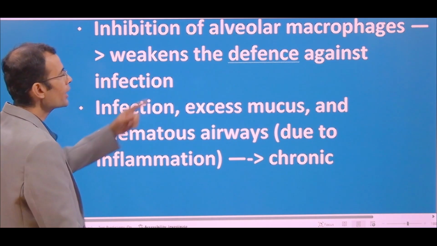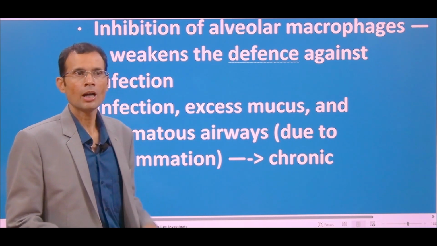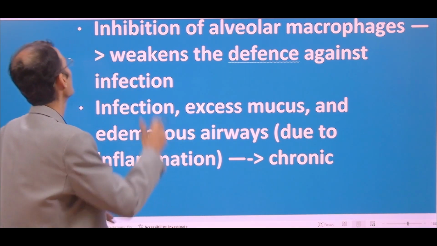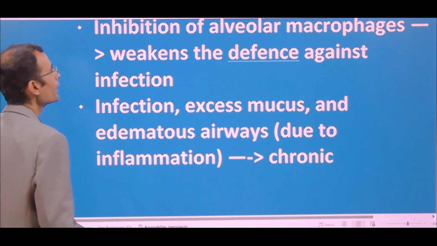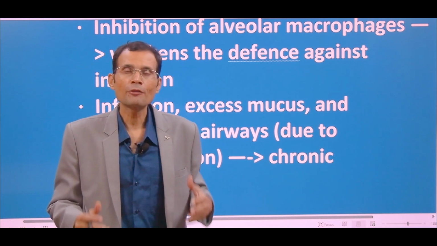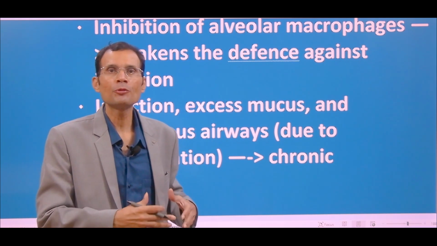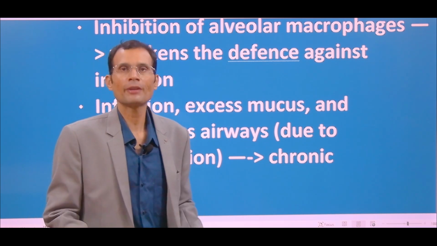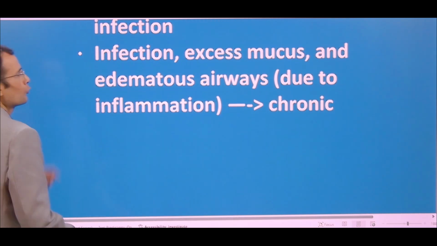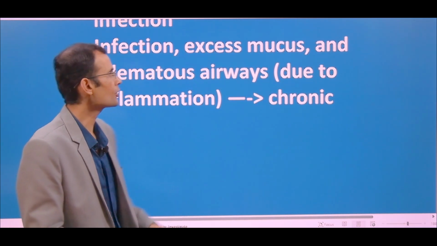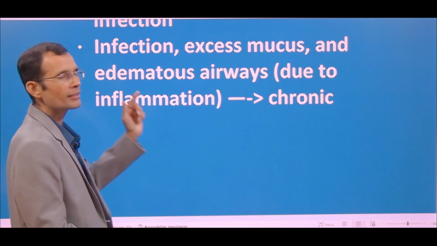Then inhibition of the alveolar macrophages. Alveolar macrophages are another part of defense mechanisms in the lung. If they are inhibited, it weakens the defense against the infection. And therefore, the airways, the alveoli, the lung parenchyma, all of these are now prone to infection. So what happens is, there is infection, there is excess mucus production, and edematous airways.